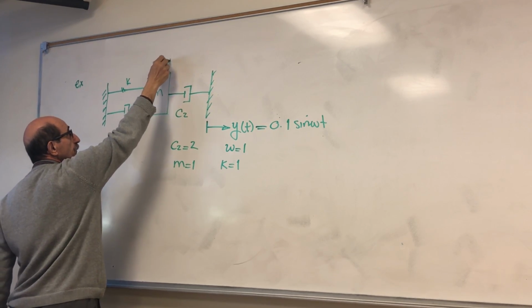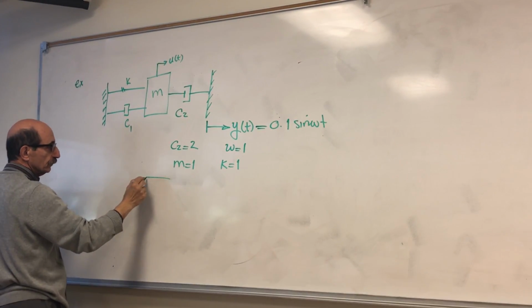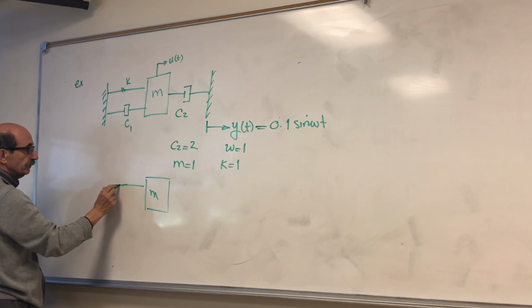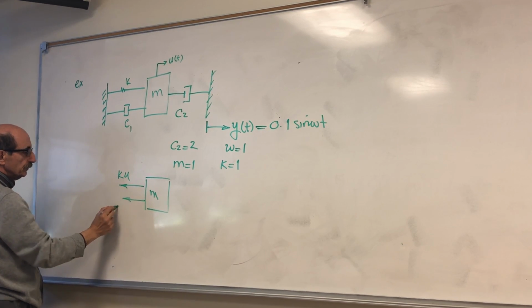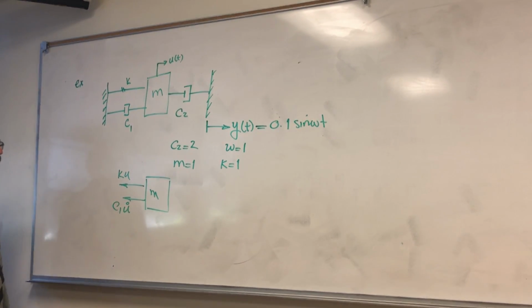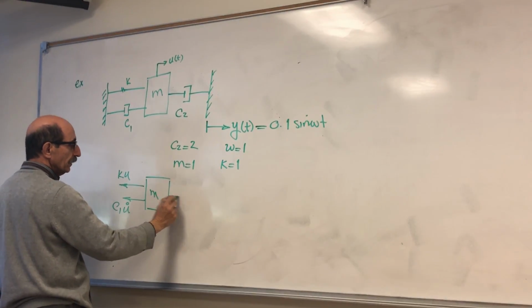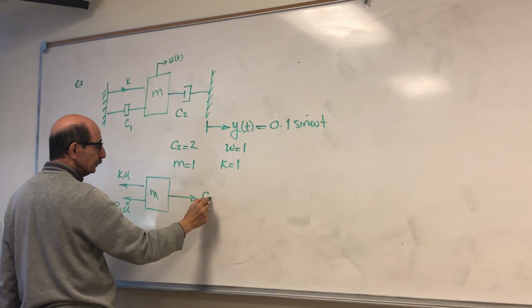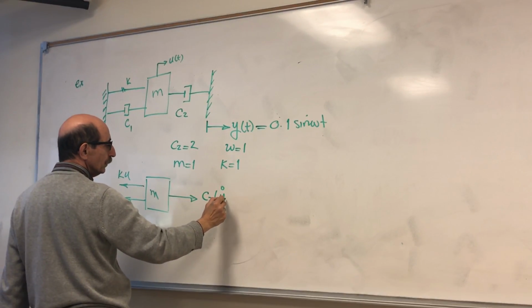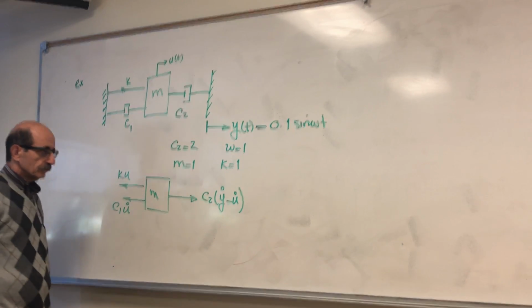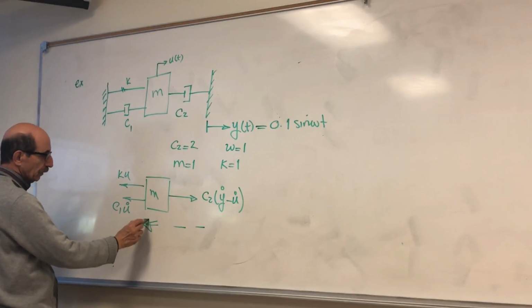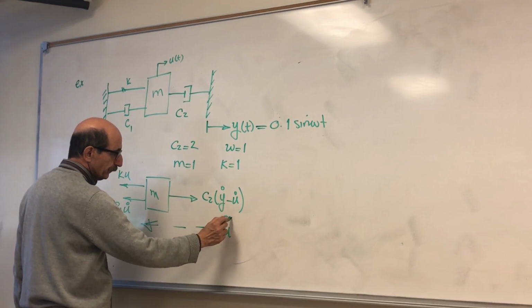If this is moving u of t, the free body diagram would look like this. These two would be subjected to that displacement. So here you have k u. This would be c1 u dot. But this will be experiencing a displacement which is the difference of y and u. So this would be c2 times y dot minus u dot, of course assuming that u is larger than y. So the damper force would be this.